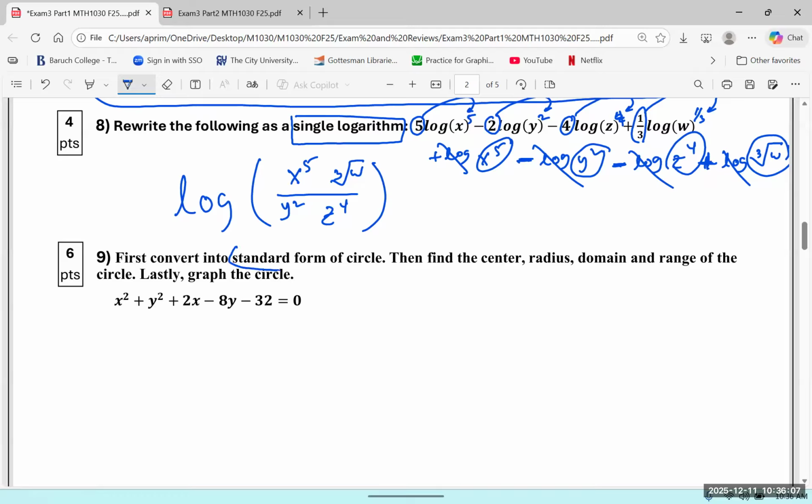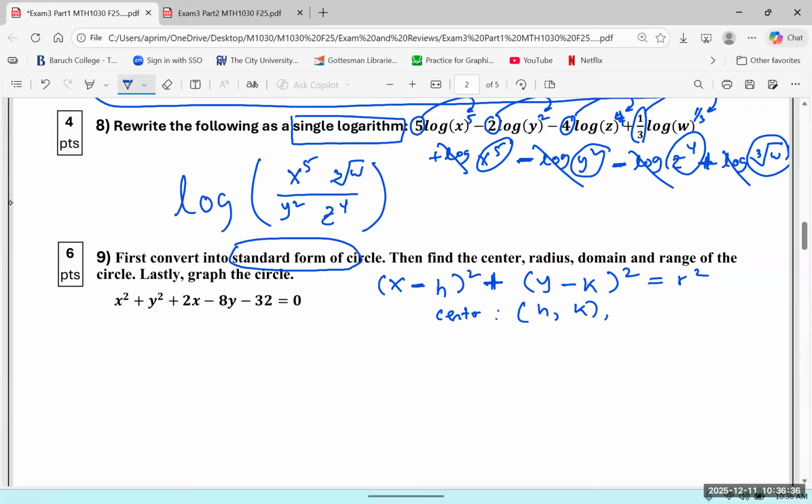So I said first convert into standard form. Standard form means x plus or minus something squared, and then always plus y plus or minus something squared. It should be minus. And then the right side should be r squared. Whatever element we have here, we call it h, and whatever element we have here, we call it k. So for the center, it's the x value and the y value, and the radius is the square root of r squared, which is this.